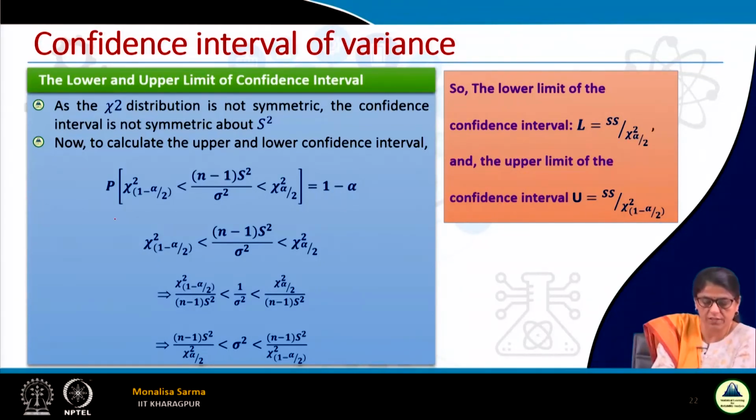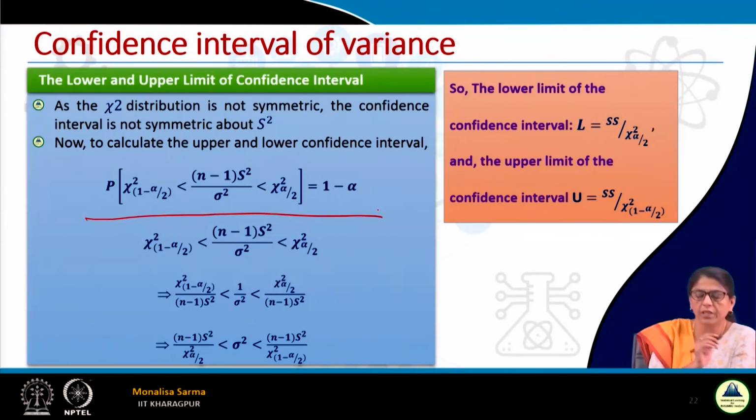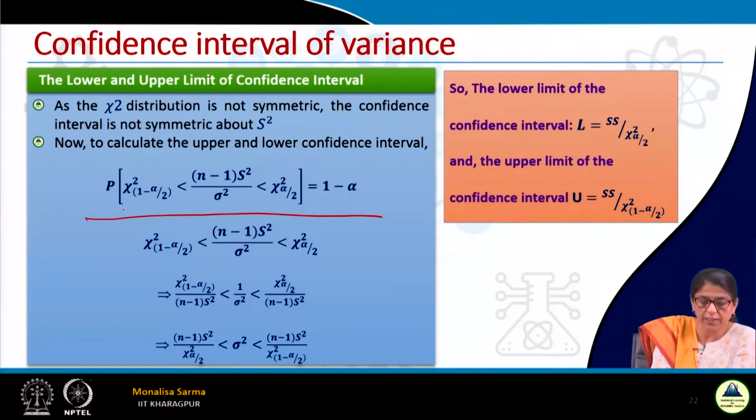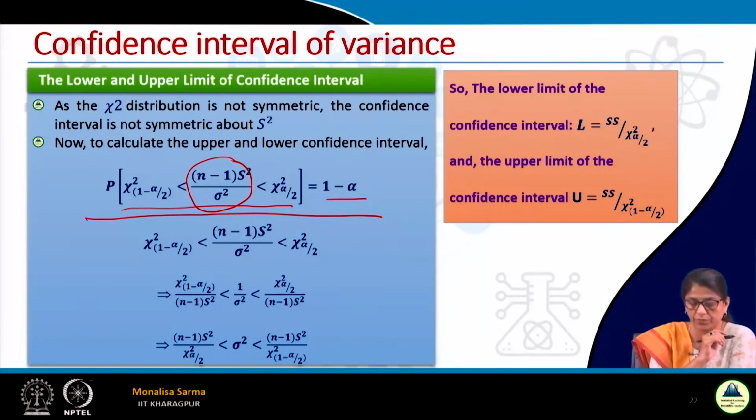So this is what I have just mentioned. If the significance level is alpha, my confidence coefficient is 1 minus alpha. If it is 5%, the confidence coefficient is 95%. So the probability that this statistic falls within this range is 1 minus alpha: less than chi square alpha by 2 and greater than chi square 1 minus alpha by 2.